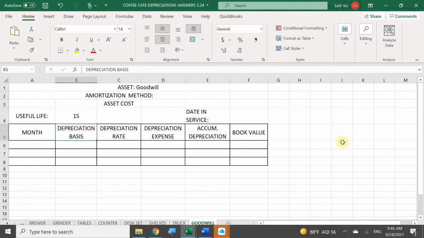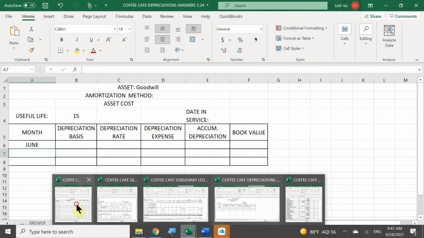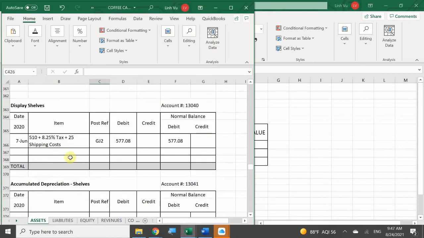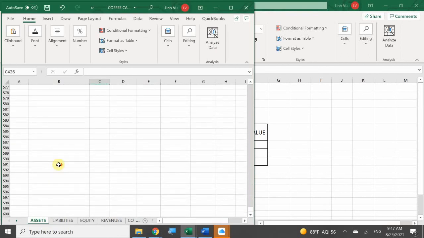So when we're looking at amortization, which depreciation method is similar to amortization? Straight line. It is exactly straight line, except you don't have a residual value. So in this case, we're going to figure out 1 month, which is just June. Now let's figure out how much that amortization is.